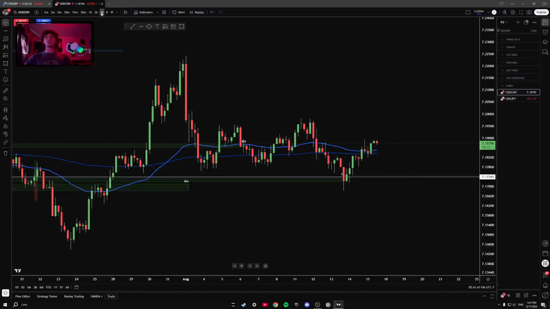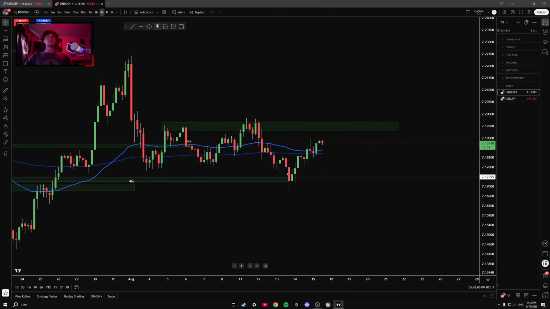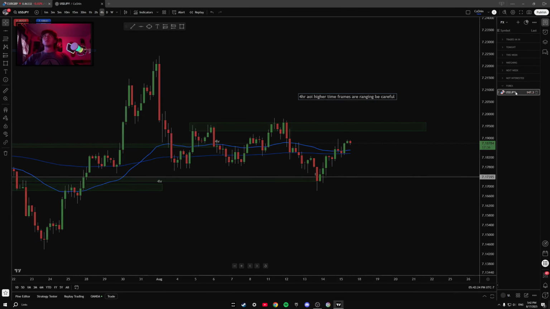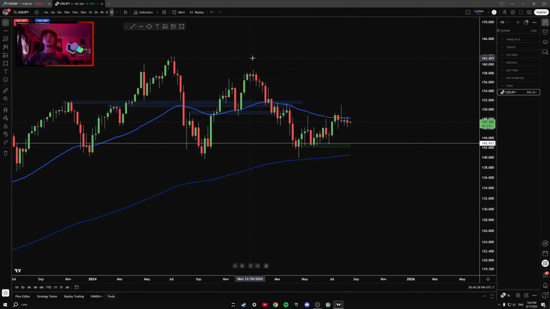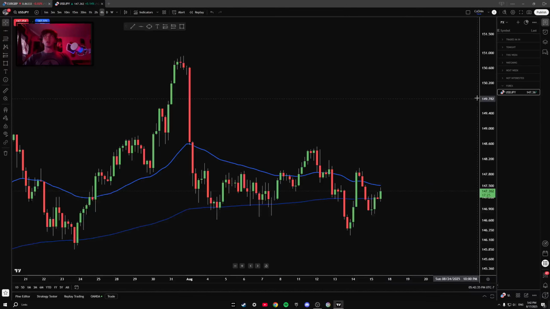USD CHF. Ranging. 4-hour looks decent. Four-hour AOI, higher time frames are ranging. Be careful. USD JPY. Not interested.